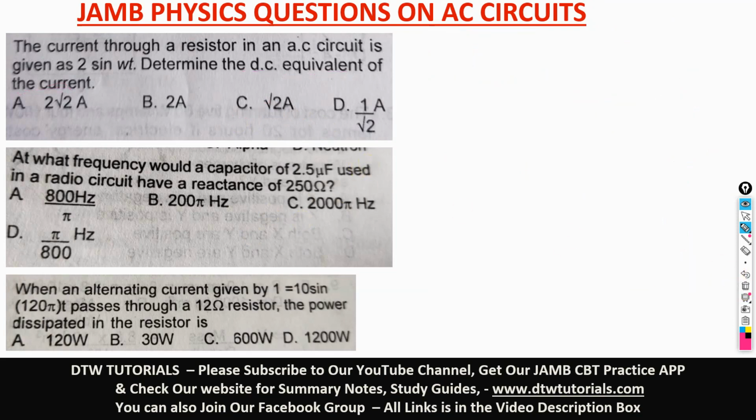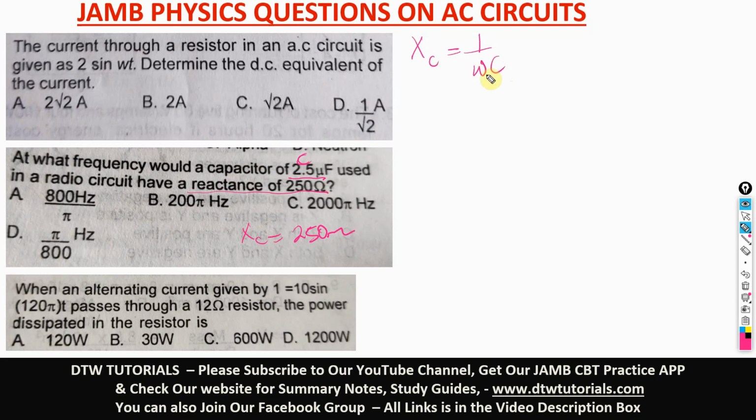It says, at what frequency would a capacitor of 2.5 microfarad used in a radio circuit have a reactance of 250 ohms? Reactance is measured in what? Ohms. So the capacitive reactance, XC, is equal to 250 ohms, and the capacitor itself is 2.5 microfarad.